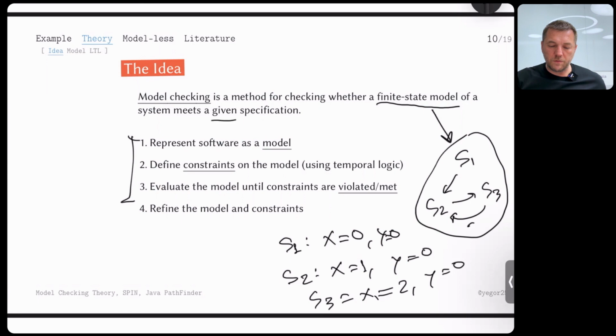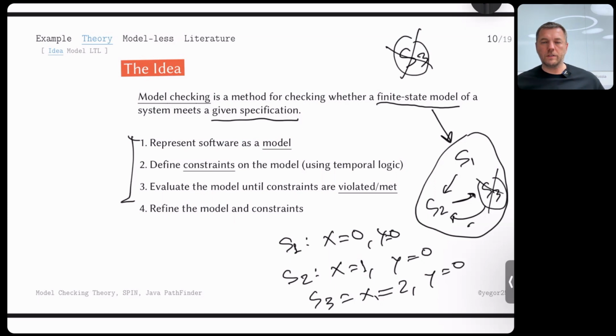So we say model checking is a method for checking whether a finite state model of a system meets a given specification. For example, we can say my specification is this: it never goes to state number 3. Never. That's my specification. So I want to make sure that the system will never come here. Never, never, never. This is the forbidden state. So model checking can help me to check whether a finite state model meets my specification, whether this software, which can be modeled like this, will never reach state number 3.